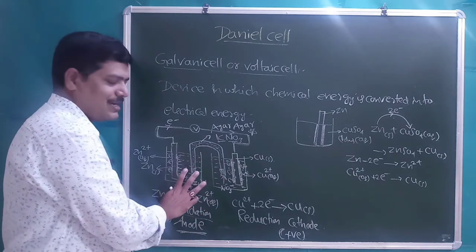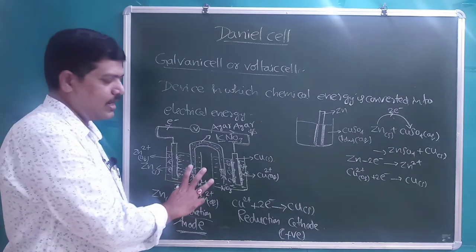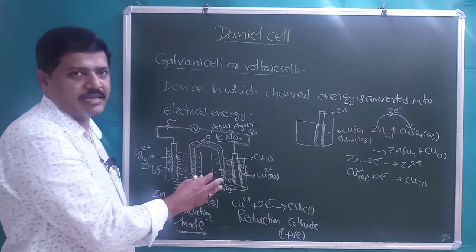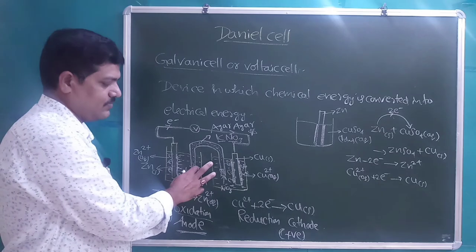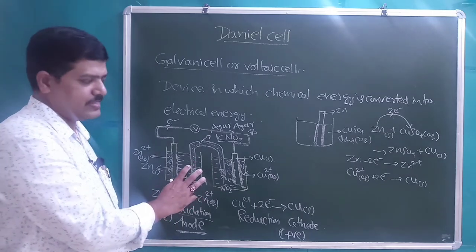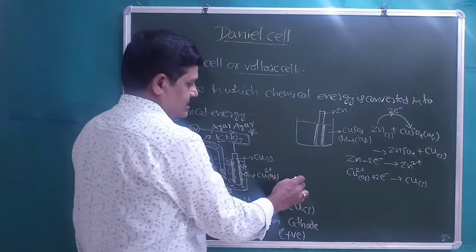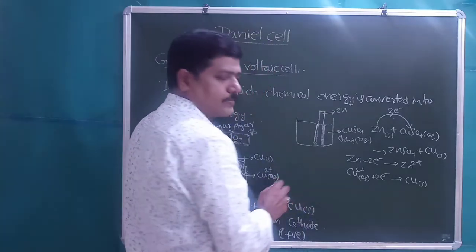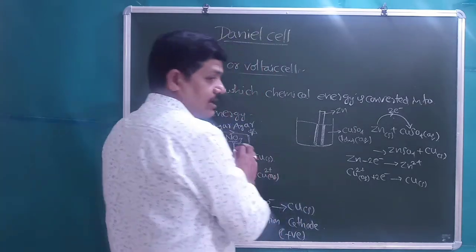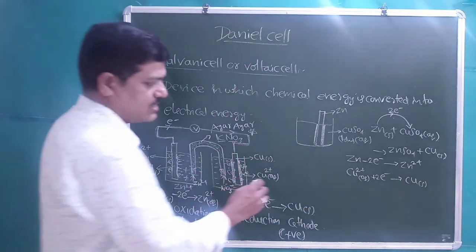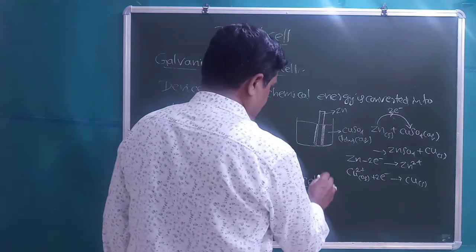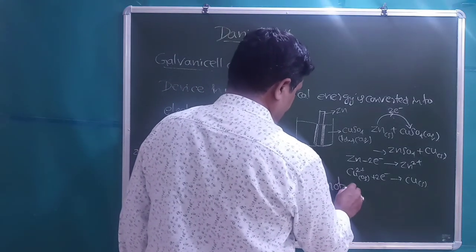Okay, the salt bridge and how to calculate E cell, E naught cell, everything we will see in detail in the chapter on electrochemistry. Just here we will discuss how to represent a galvanic cell, or cell notation, that we will discuss now. Cell notation.